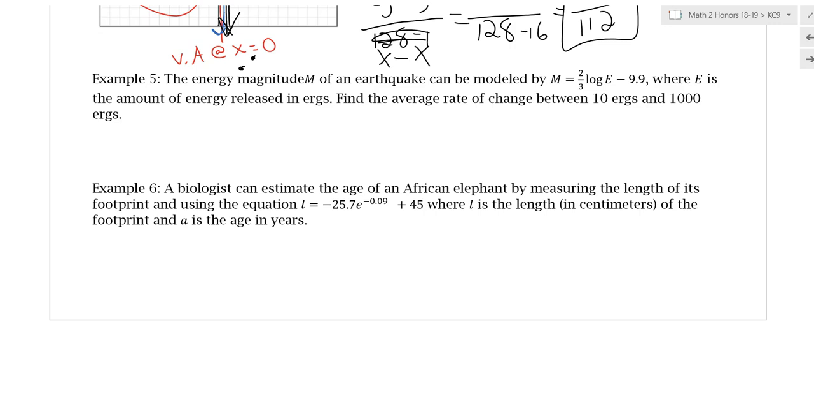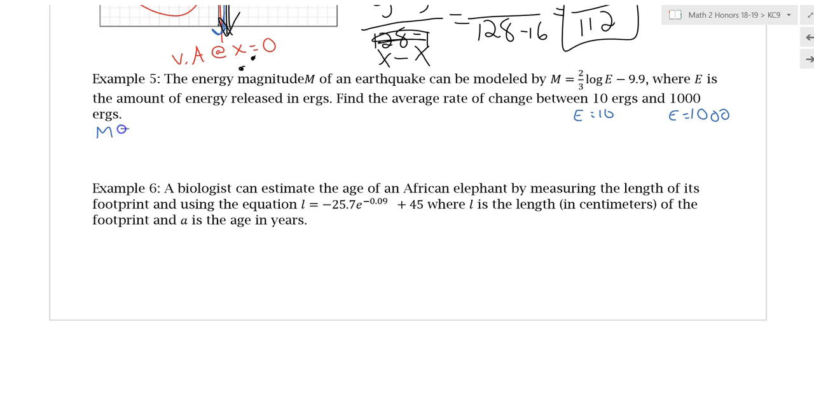So the energy magnitude M of an earthquake can be modeled by M equals 2/3 log of E minus 9.9, where E is the amount of energy released in ergs. Find the average rate of change between 10 ergs, so that's E equals 10, and 1,000 ergs, so it's E equals 1,000. You could graph something like this and use that table.